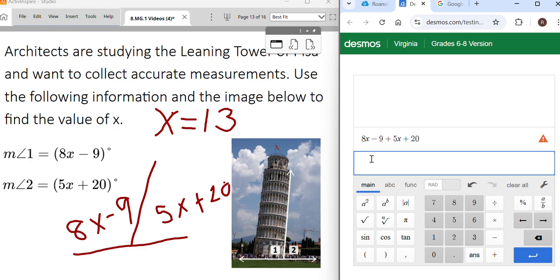If it asks for the measure of the angles, then I have to type them in separately. So I'm going to type in the measure of angle 1, 8x minus 9. That angle by itself is 95 degrees. And the measure of angle 2, 5x plus 20. That by itself is 85 degrees. If you add 95 and 85, you get 180.